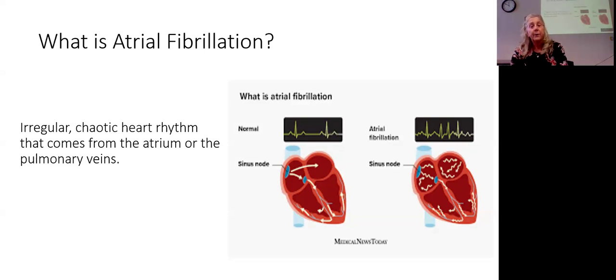So when we have atrial fibrillation, instead of having this togetherness, the top part of the heart is beating all over the place. Then the bottom part of the heart eventually gets the message, and the ventricles beat together, but they beat more times than usual because they're getting a lot of messages coming through.